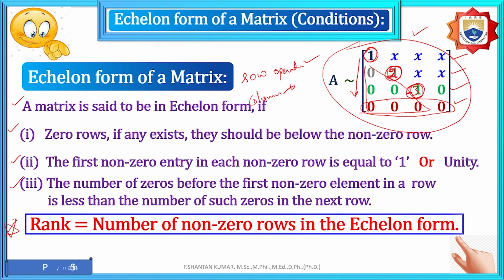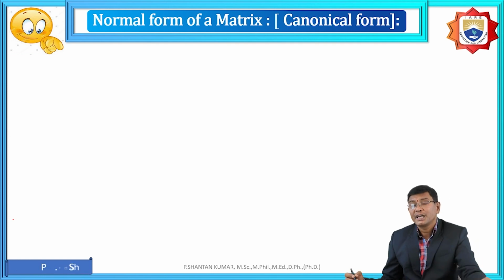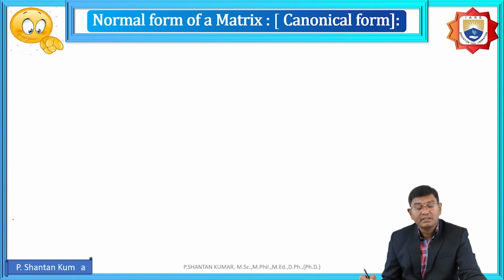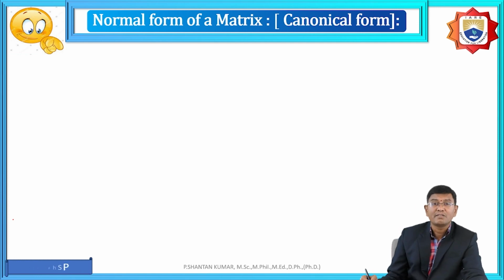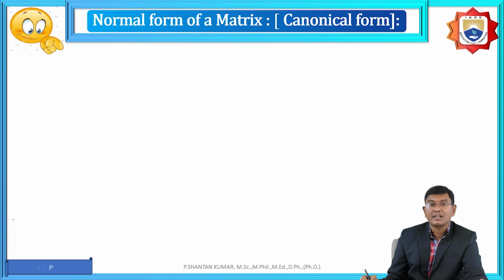And here we need to understand this is the structure of the echelon form. And next, we need to understand what a normal form is. Sometimes the normal form is also called the canonical form of a matrix. And here also we need to understand the structure of the canonical form, what conditions are required, and what we are going to apply under this canonical form.